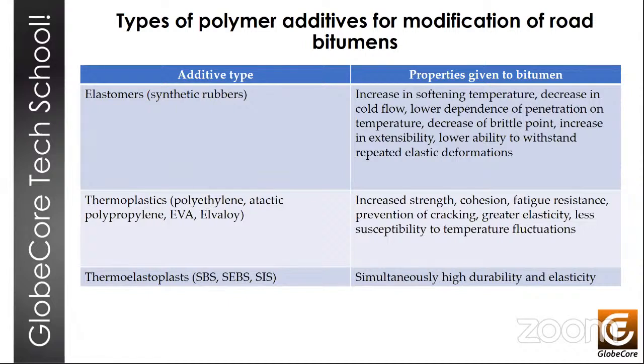Rubber is introduced into bituminous materials in the form of clumps, usually granules. It can be introduced as a solution in liquid hydrocarbons, can be powders, latexes, and it can also be dispersions in non-aqueous medium. The introduction of thermoplastics increases strength, cohesion, fatigue resistance, it prevents cracking, and at the same time imparts elasticity and reduces susceptibility to temperature fluctuations. Thermoplastic elastomers are a class of synthetic polymers consisting of hard and elastic segments, the combination of which provide thermoplastic elastomers with both high strength and elasticity.